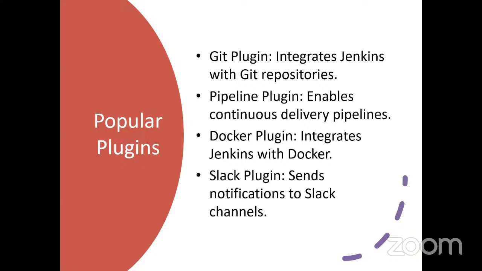The Slack plugin helps integrate Jenkins pipelines with Slack channels. So you will be notified every time you send any deployment, whether it succeeds or not. If there is an issue, you will be notified.